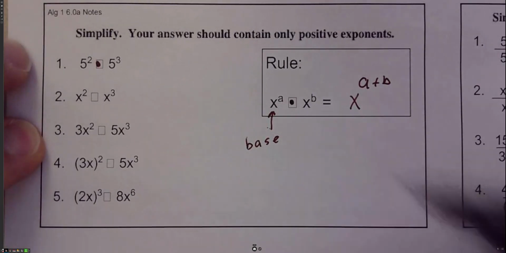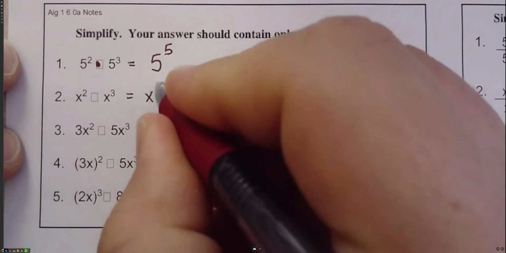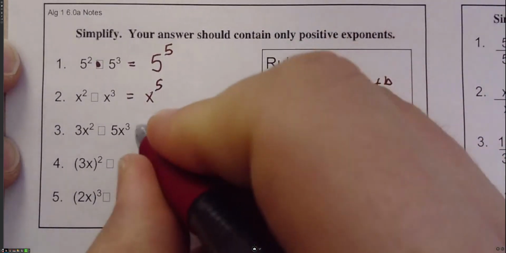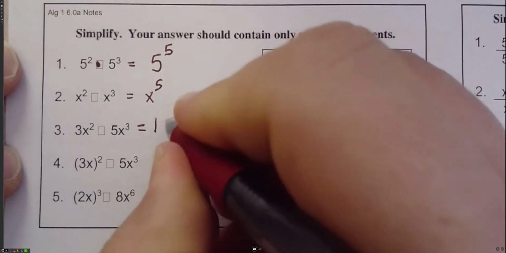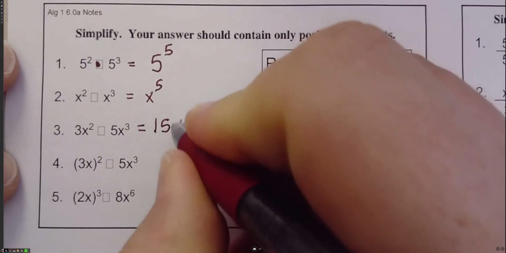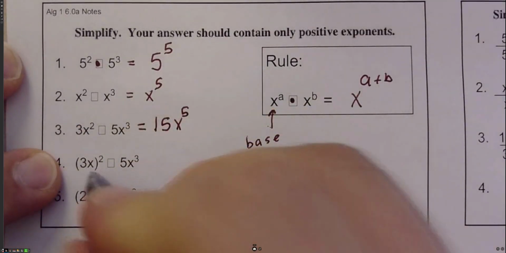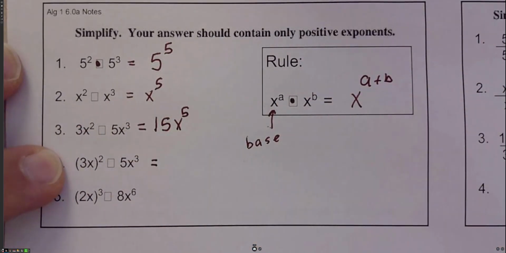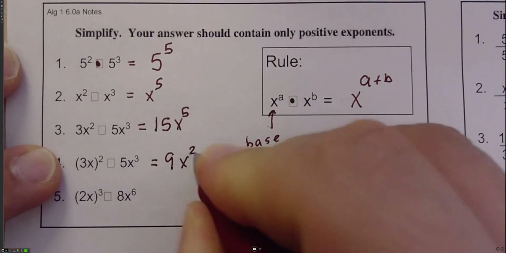So this means that this one would be 5 to the fifth power. Yep. x to the fifth power. The numbers will multiply, so it means that this is 15. The numbers always go with the numbers, and the variable always goes with the variable. This 2 here, I'm going to rewrite this. It's not 6, it's 9. So really this means that this is 9x squared.